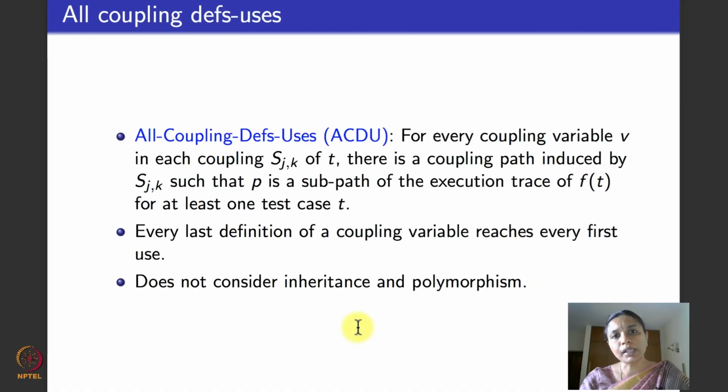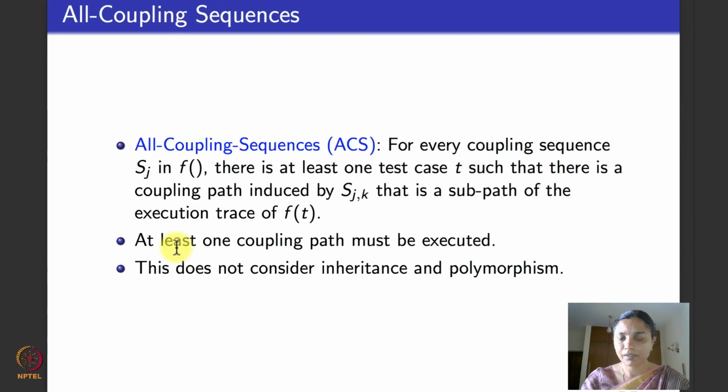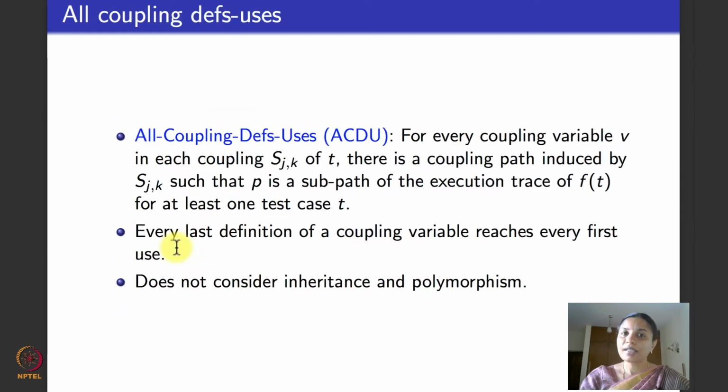The next is all coupling defs and uses, abbreviated as ACDU. For every coupling variable V in each coupling pair Sjk of a test case T, there is a coupling path introduced by Sjk such that P is a subpath of the execution trace of f of T for at least one case T. Which means what? Every last definition of a coupling variable reaches every first use. Earlier it was at least the first case, here it is every. This is again without inheritance and polymorphism.